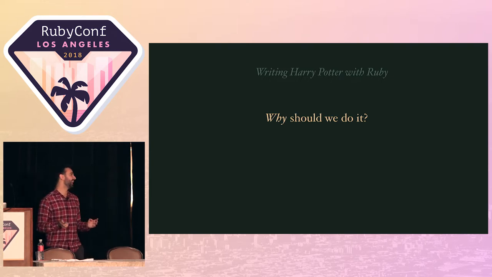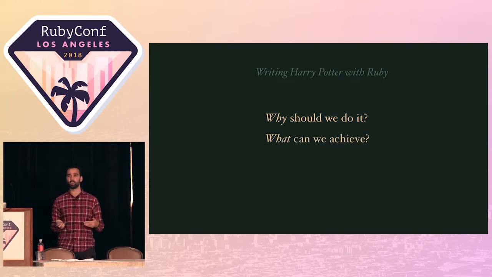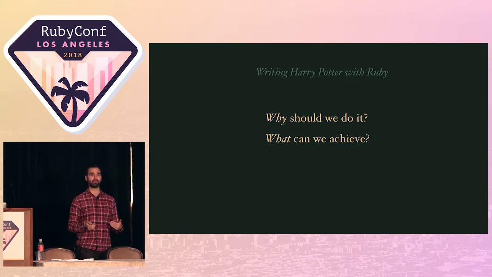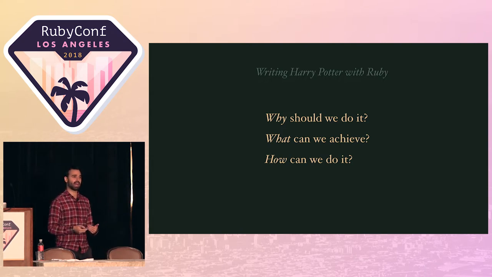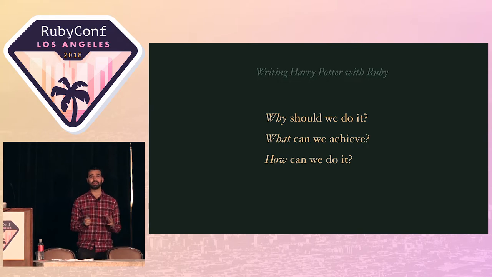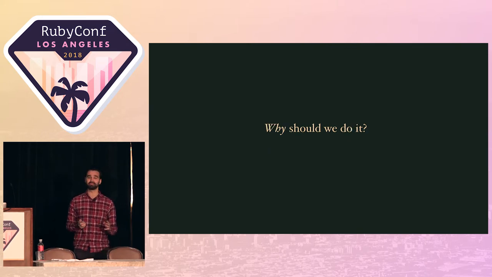So this immediately raises some other questions. Probably the first one is, why on earth would we want to do that? Then, what would that actually look like? What can we actually achieve if we use Ruby to write a Harry Potter story? And then the big one, obviously, is how on earth do we actually do this? So let's start with the why of why we might want to do this.